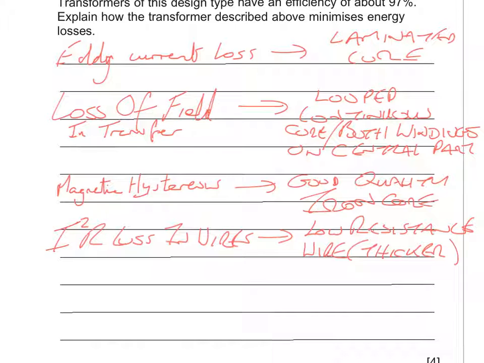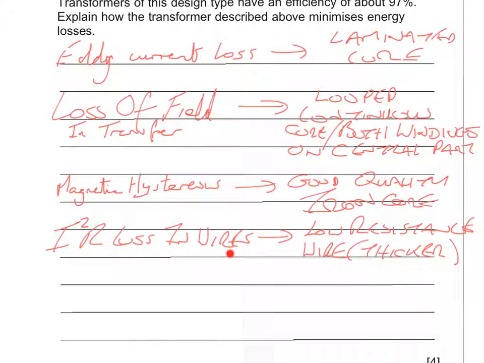Okay, so the eddy currents, the flow of random electricity within the core, that's reduced by laminating the core because the currents can't flow across the gaps. Loss of field in the transfer from primary to secondary: the use of a looped continuous core with both windings on the central part reduces that. Magnetic hysteresis, where the reversal of the domains in the core requires a certain amount of loss of energy, producing heat, is reduced by using good quality iron in your core.